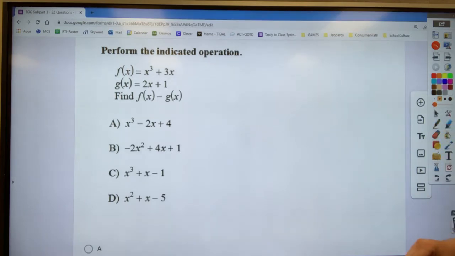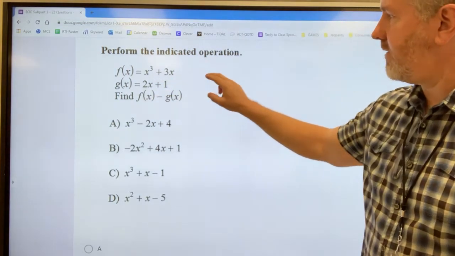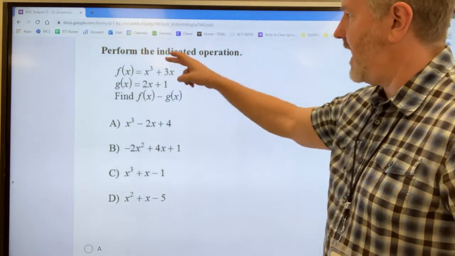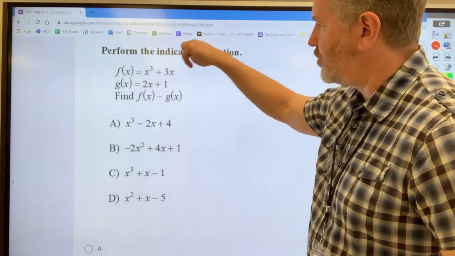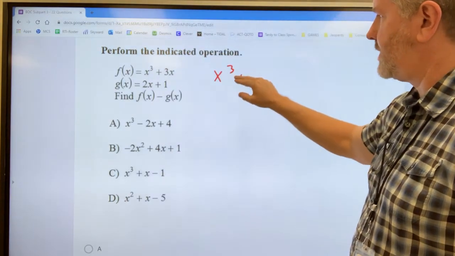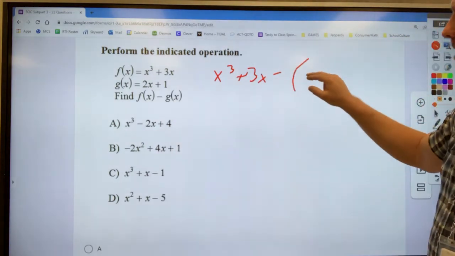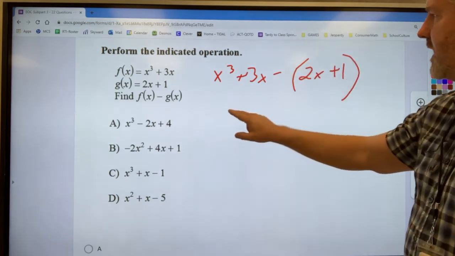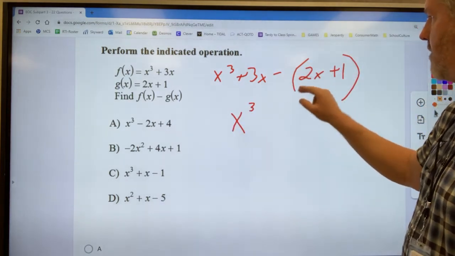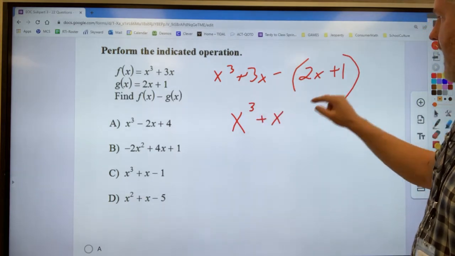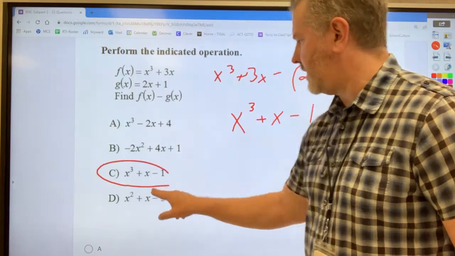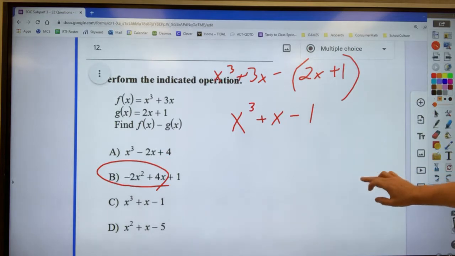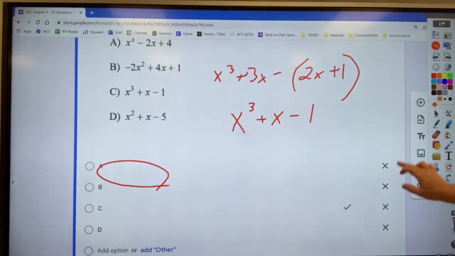Perform the indicated operation. This one's a very straightforward one. It just asks us to subtract the two functions. So we end up with x to the third. We're going to subtract that one from it. X to the third plus 3x. The only tricky thing about that is, remember, the second function needs to be in parentheses, in which case we distribute the negative or the minus sign, and we end up with minus 2x, which would give us plus x, and minus 1. So our answer will be C. All right? Let's check it. Yep, there it is, C.